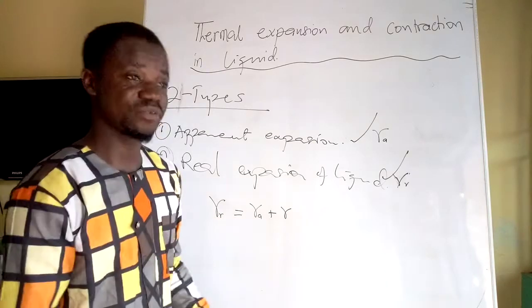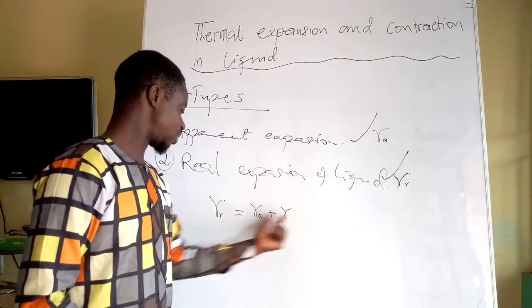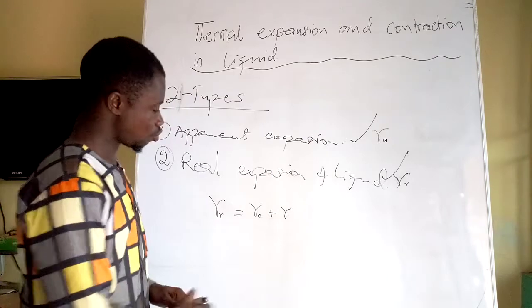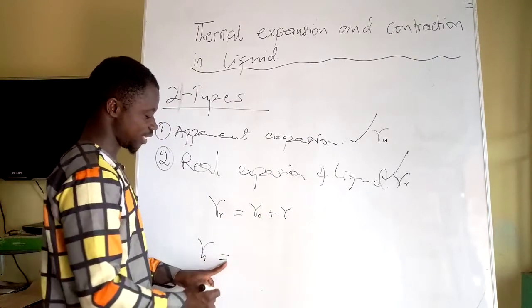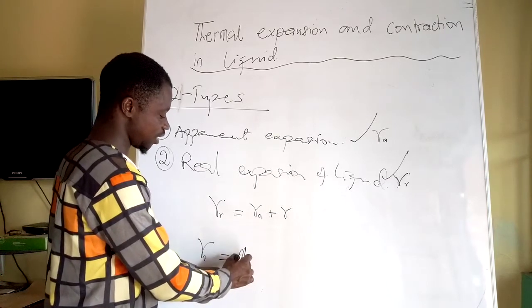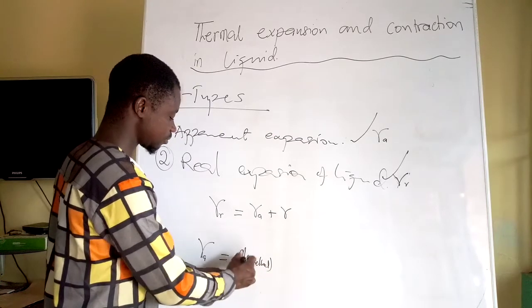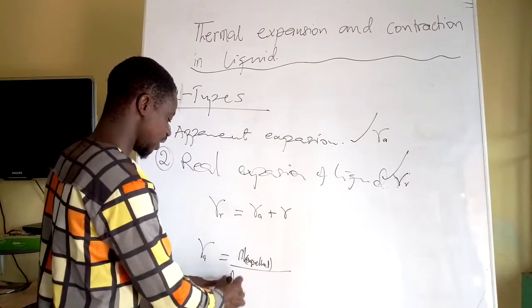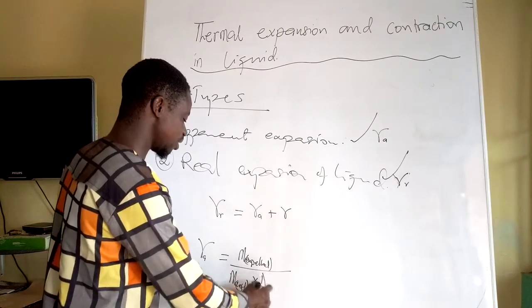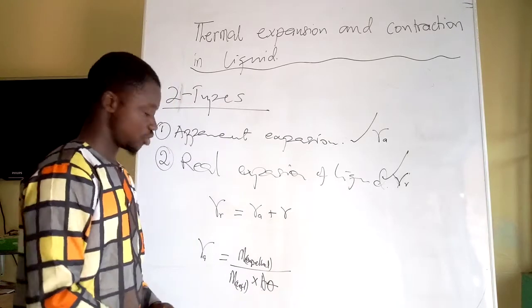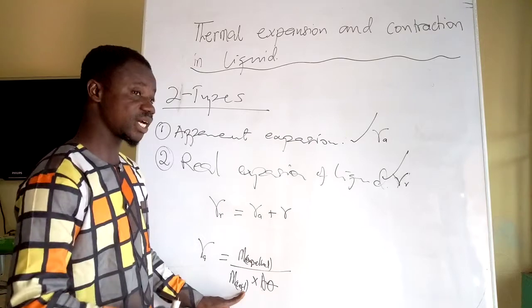So all that we have to do is to determine the apparent expansivity of a liquid, and then we add it to this, that will give us the real expansivity of the liquid. So what is apparent expansivity? The apparent expansivity of a liquid is defined as the mass of liquid expelled per the mass of liquid left in the container times change in temperature.